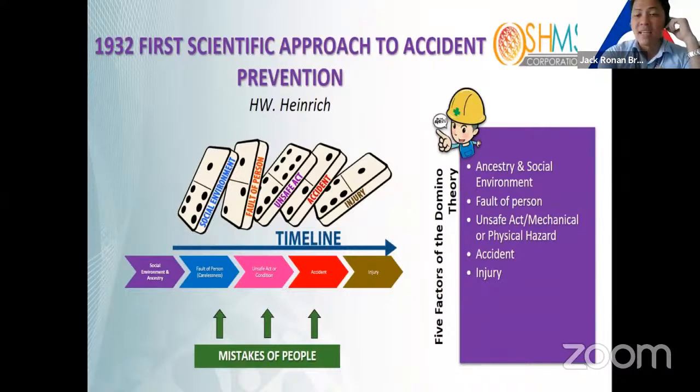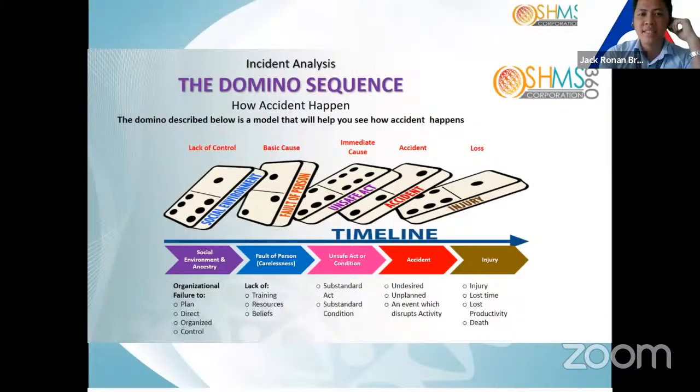Okay? So this is the reason why we need to identify why accidents happen, so that we can address it immediately at its root cause. As you can see, the domino sequence. First, it starts with the lack of control. If there is no control, fault on the part of the person could happen. And if there's fault on the part of the person, unsafe act and unsafe condition exist. And if there are unsafe act or condition, accident happens. And if there is an accident, it could lead into injury or loss.